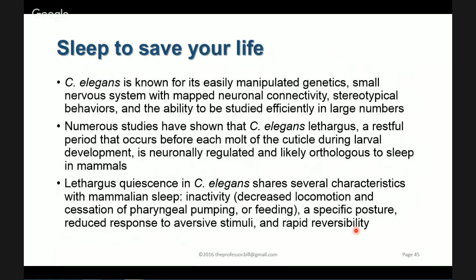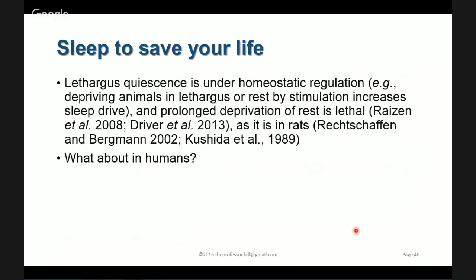Overall, they have a reduced response to aversive stimuli. If you try tapping their head, they don't respond right away, just like if someone's trying to shake you up from sleep, you probably aren't going to respond right away either. We know that you can get them out of this lethargus quiescent state with enough stimuli, and that if you do, it's rapidly reversible, just like once you're awake, you're fully awake. And in C. elegans, we know that this quiescence is under homeostatic regulation.